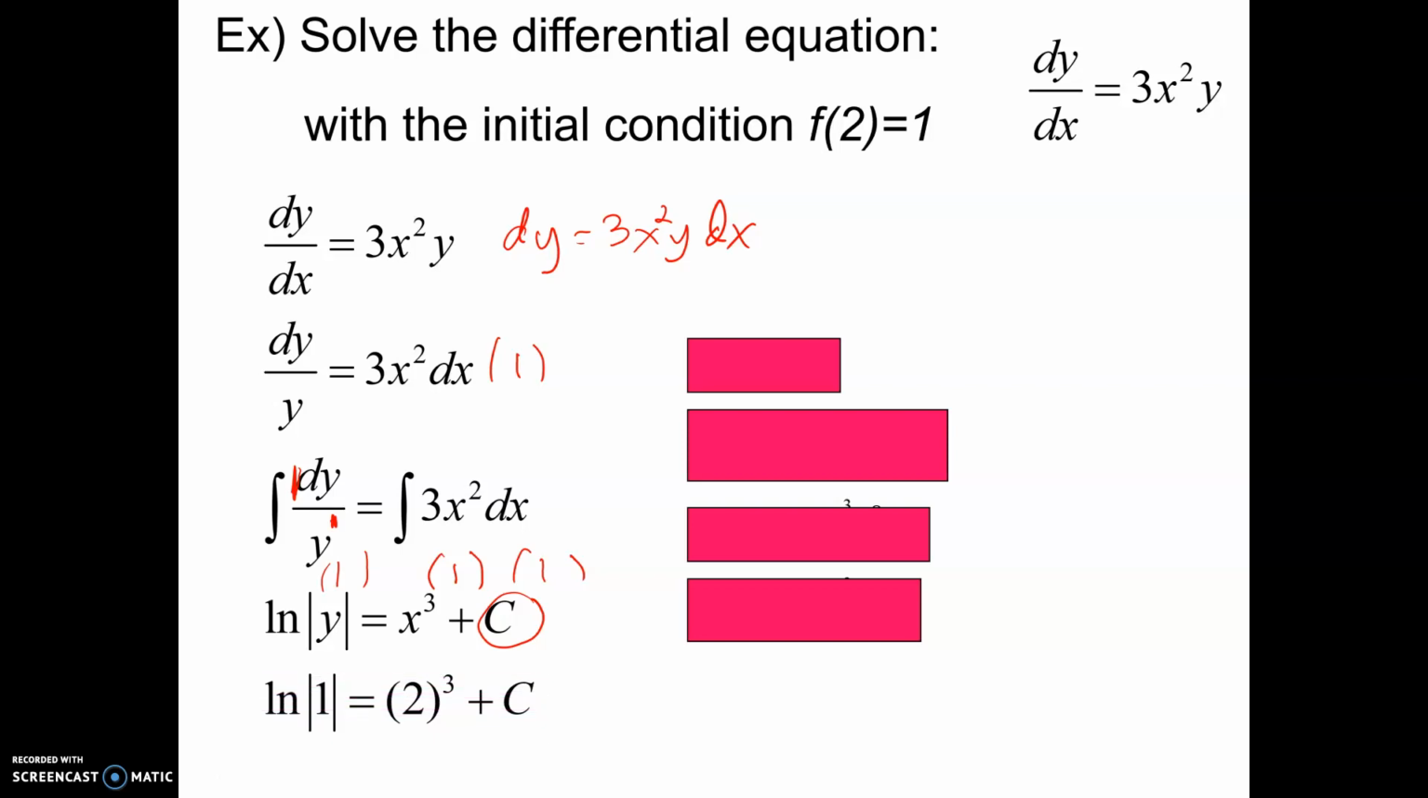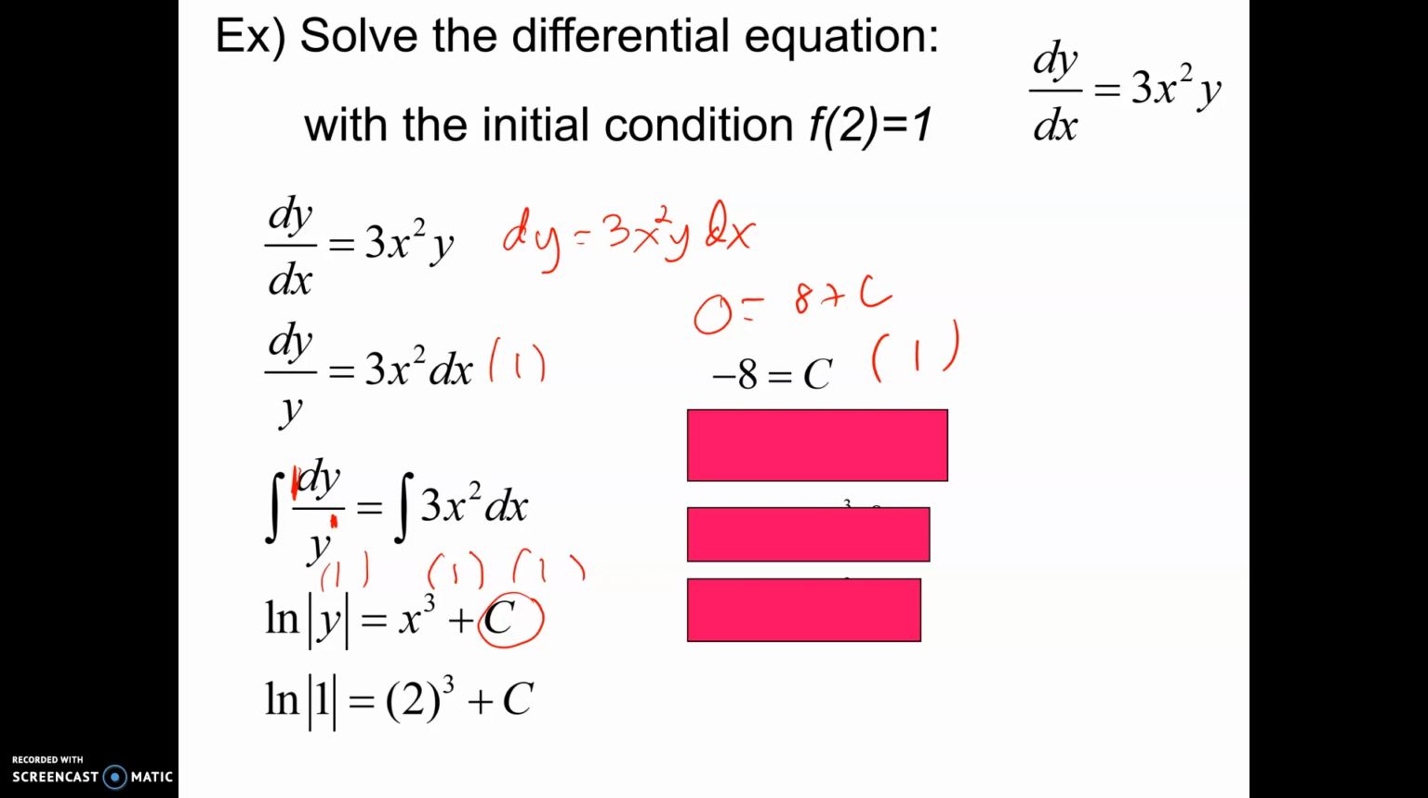So using my initial condition to get C gets me another point. Okay, so I'm going to finish this up right here. You know, the natural log of 1, I mean, it's the absolute value of 1, which is still the natural log of 1, is 0. And then 2 cubed is 8, not 6. Okay, so I have 0 is equal to 8 plus C. You move the 8 over, and C is negative 8. So that's my 5th point right there, using that initial condition and solving for C.